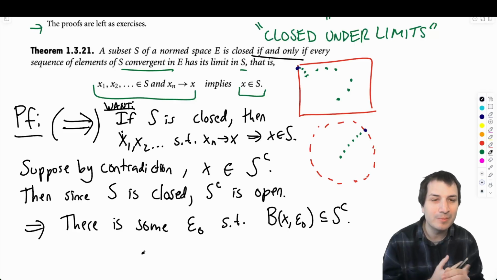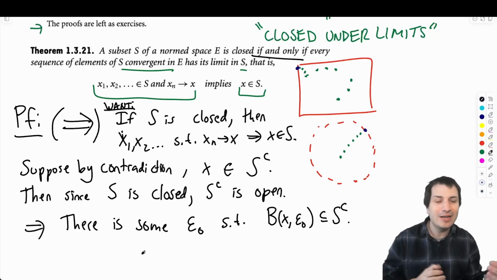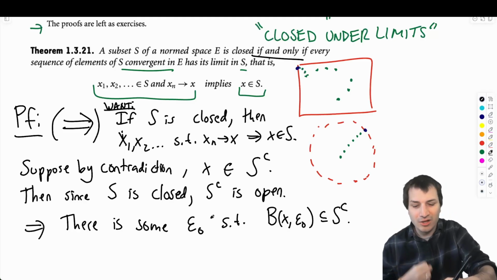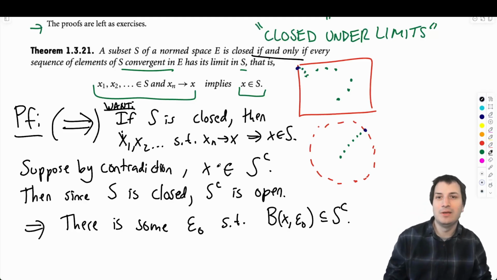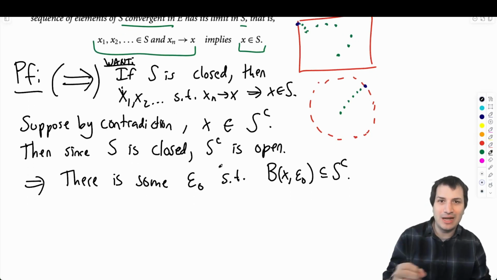I would write there is some, because I want that specific value that works, right? So it's not that there exists a generic epsilon. It's that there's some specific value epsilon naught for this particular X, and that's what I'm going to use now. So it's a little bit of a proof writing technique here. Okay, so we have our epsilon naught, we have our X.